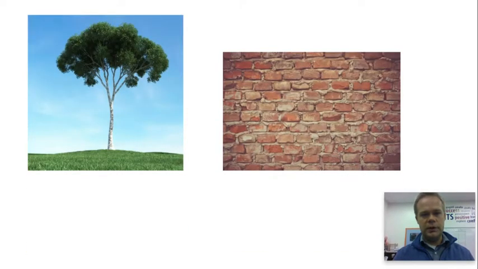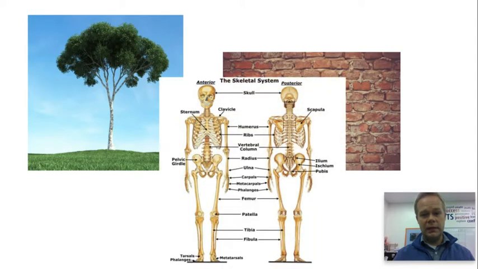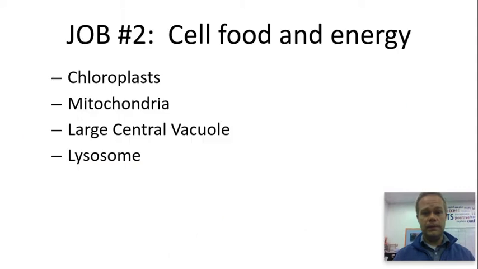So that's the first category. Here's a tree. Like I said, those cell walls are like bricks, and you have a skeleton, so it's a little different for you, but that's the cell wall.